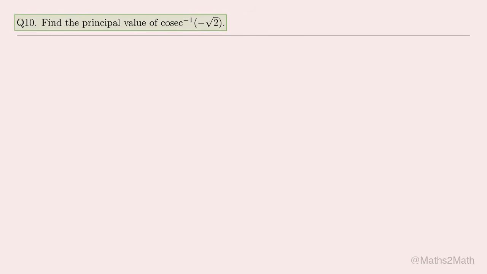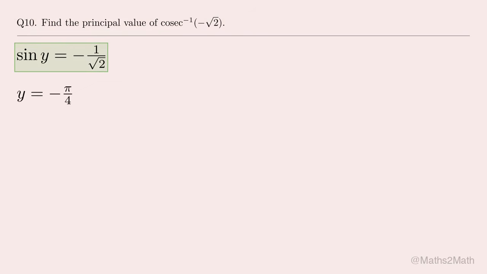Question 10, the last principal value. Cosec inverse of minus root 2. Cosec y equals minus root 2 means sine y equals minus 1 over root 2. Sine of minus pi by 4 is minus 1 over root 2 inside the branch. So the answer is minus pi by 4.